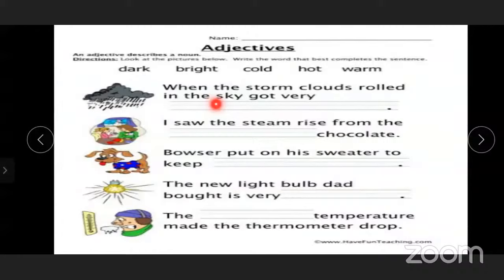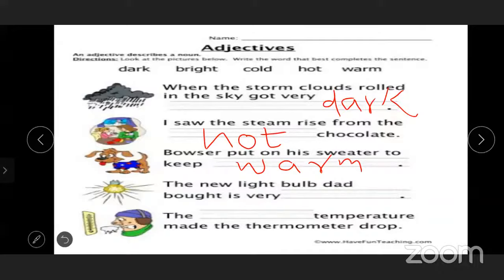When the storm cloud rolled in, the sky got very dark. Very good. Now you can write dark. I saw the steam rise from the dash chocolate. Which word will come here? Hot chocolate. So you can write here hot chocolate. Now next, Bowser put on his sweater to keep warm. Next sentence. The new light bulb is very bright. Very good.